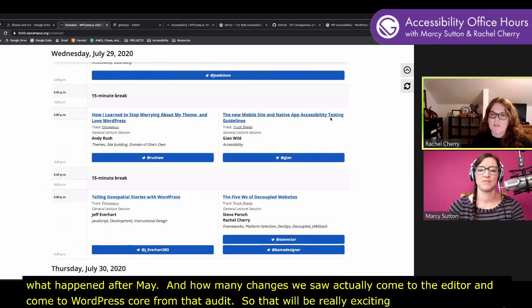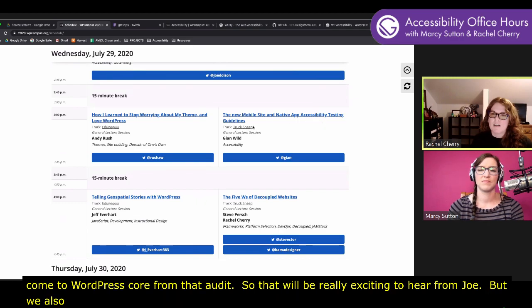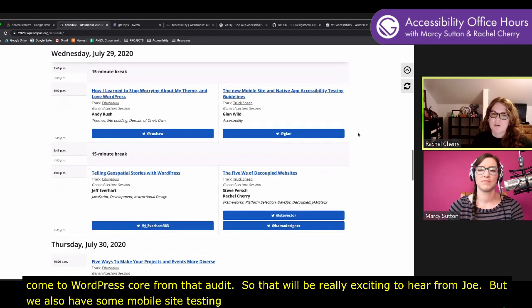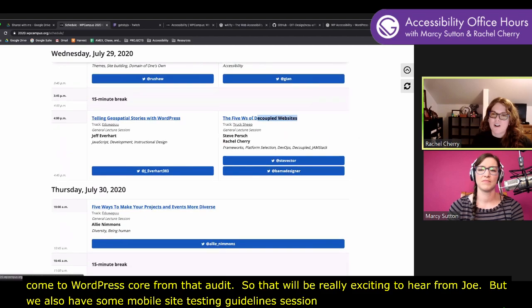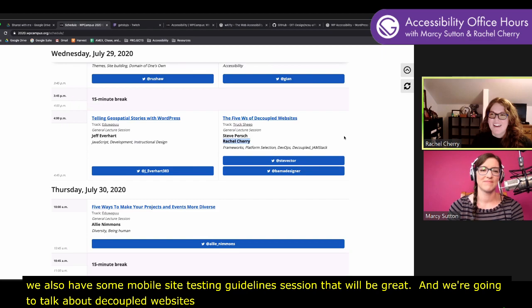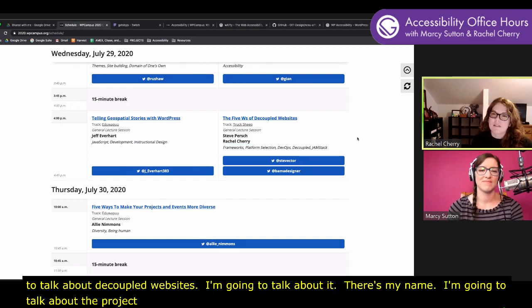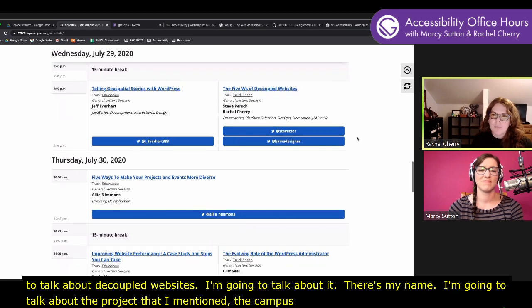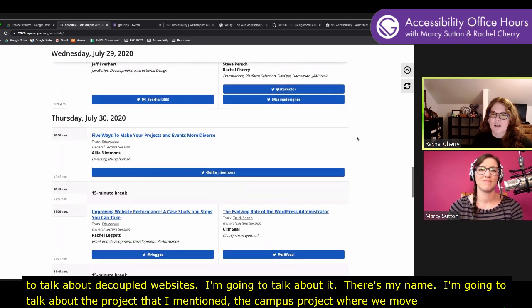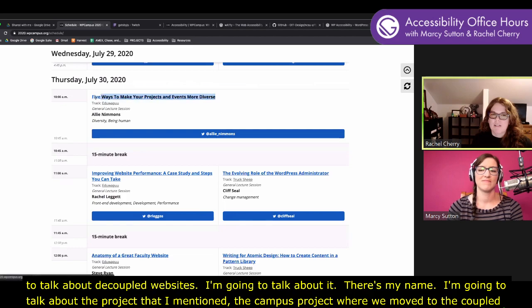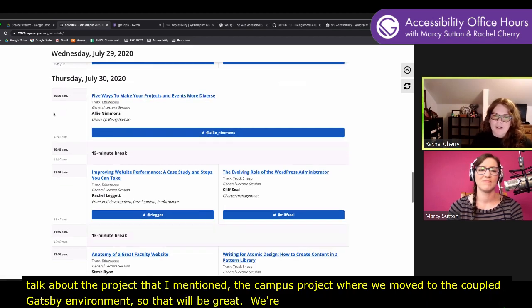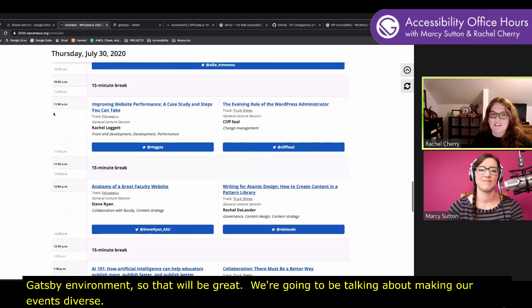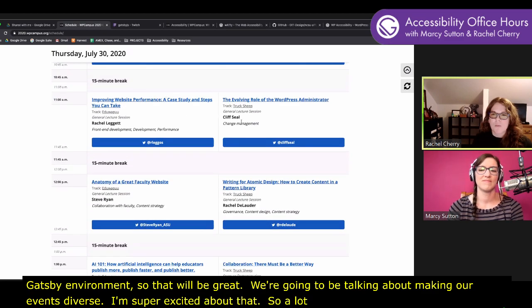But we also have a mobile site testing guidelines session that'll be great. And we're going to talk about decoupled websites. I'm going to talk about it. There's my name. I'm going to talk about the project that I mentioned, the campus project where we moved to a decoupled Gatsby environment. So that'll be great. We're going to talk about making our events diverse. So I'm super excited about that. So yeah, just a lot of really great stuff, website performance.